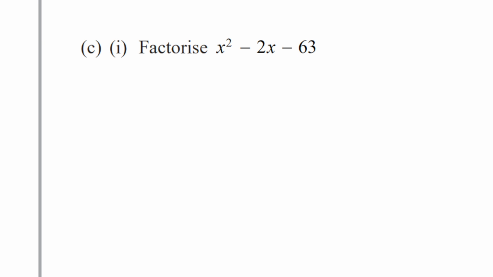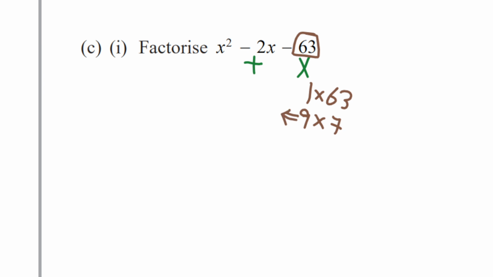C, factorize. This is a quadratic. Now, to factorize this, we need to find two numbers multiplied to negative 63, and add up to negative 2. What are these numbers? So to know that, think of the factors of 63. It's 1 times 63. And then we do have 9 times 7. We have 21 times 3.